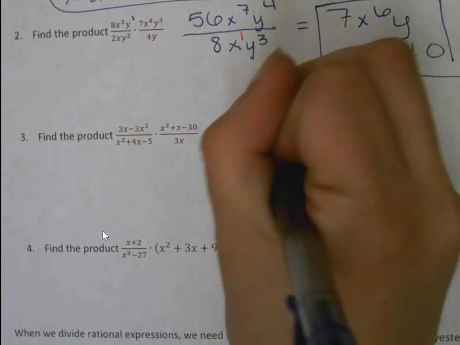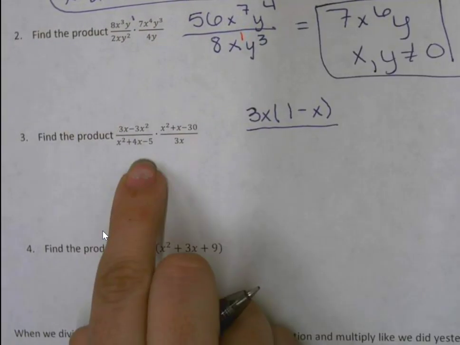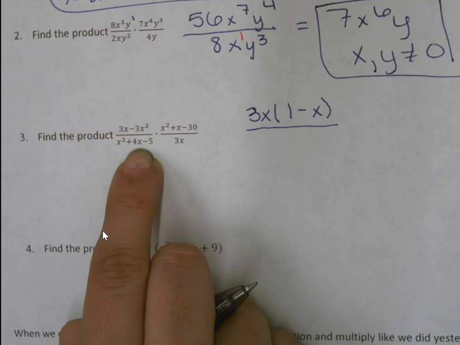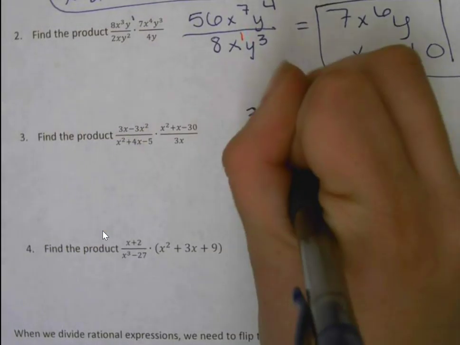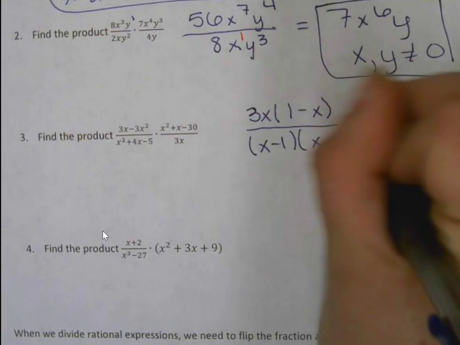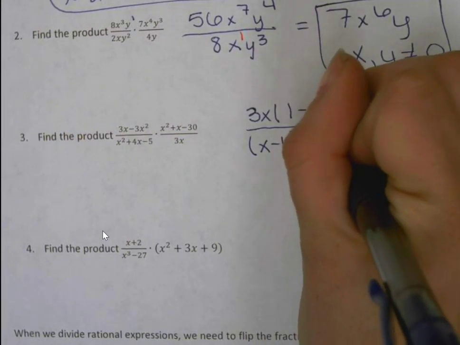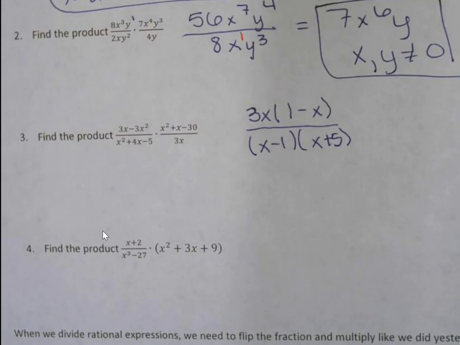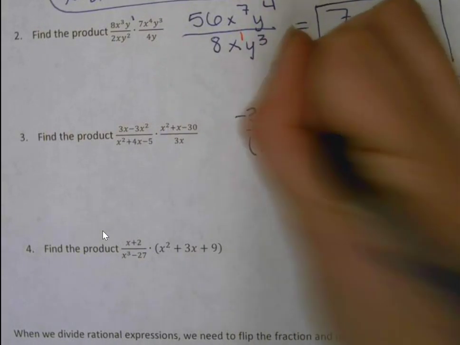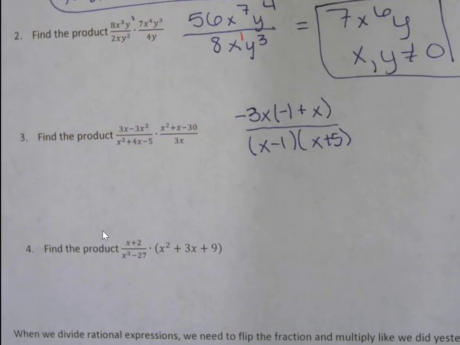On the bottom, what multiplies to negative 5 and adds to positive 4? That doesn't multiply to 5 or add to 4. Multiplies to 5 and adds to 4. 5 and 1. Which one has to be negative? The 1. Ooh, I'm gonna change my mind on the top one. I'm gonna pull out a negative and then switch the signs on that one.